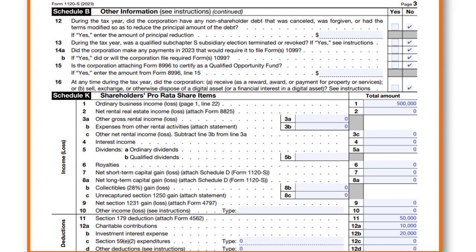And now I want to talk to you about Schedule K. Schedule K is actually pretty interesting because that's the data that goes on to Schedule K-1 that goes to every S corporation owner. So on Schedule K, you have line 1, ordinary business income: 500,000. If you remember, it was 500,000. From line 2 all the way through line 10, none of it is applicable to us. The section 179 deduction in our case amounted to 50,000, charitable contributions 10 grand, and investment interest expense 20 grand.